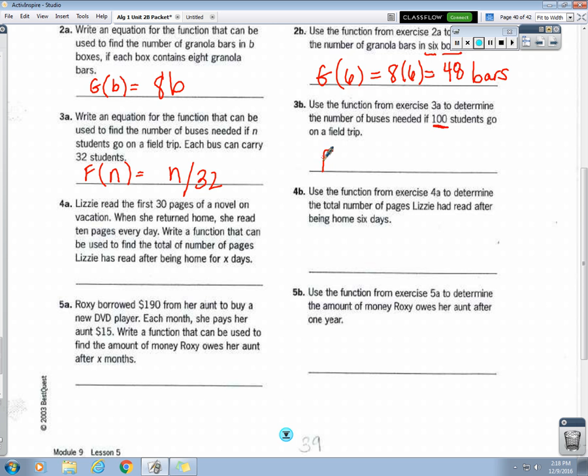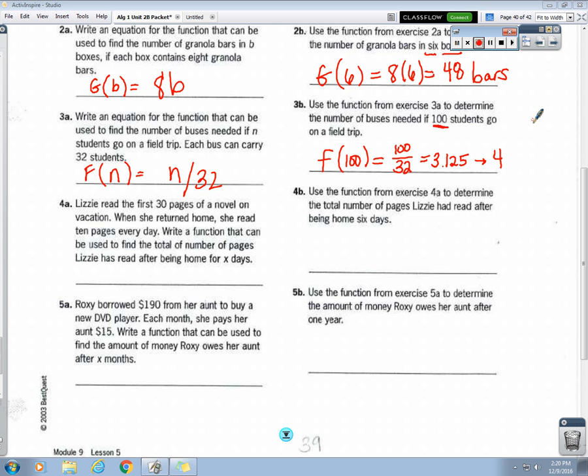Okay, so F of 100, because 100 students goes in the N place, equals 100 over 32. What is 100 over 32? 3.125. So how many buses do we really need? 4. Because if you only park 3 buses out there, how many students are they going to hold? 96. Because 3 times 32 is 96, and that would leave 4 students without a seat, right?